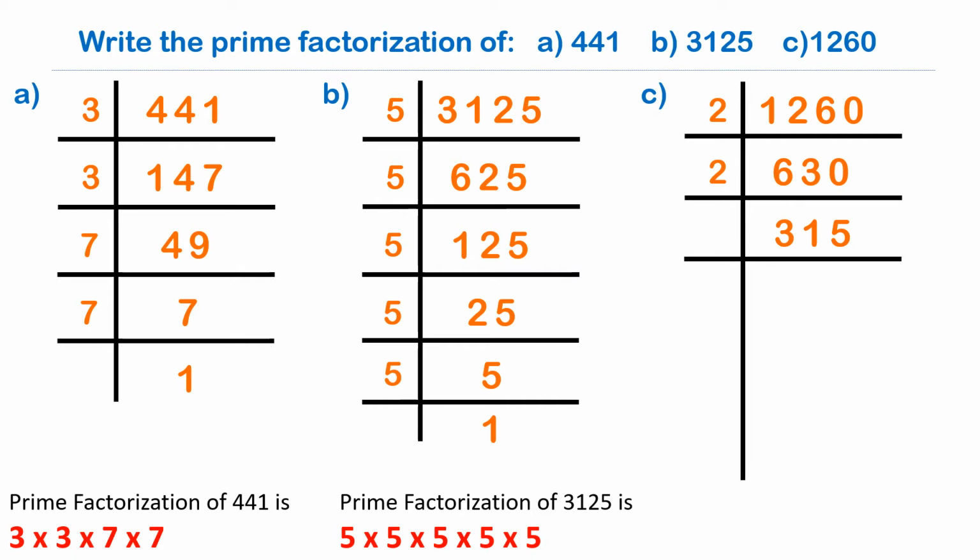315 is not an even number. It is an odd number. So it is not divisible by 2. So we take the next prime number 3.